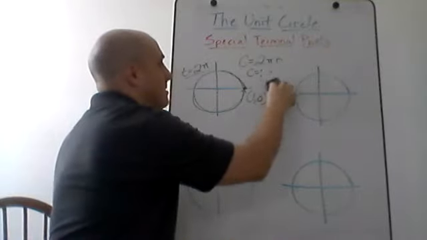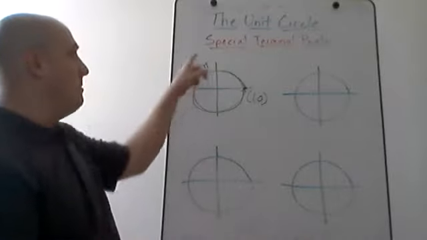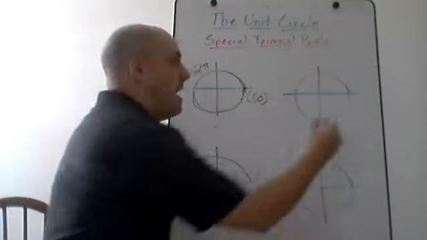I'm going to erase this stuff here to put the next one up on the right. So if 1 full lap around the circle is a distance, a t value, of 2 pi, well, what would be halfway around the circle?